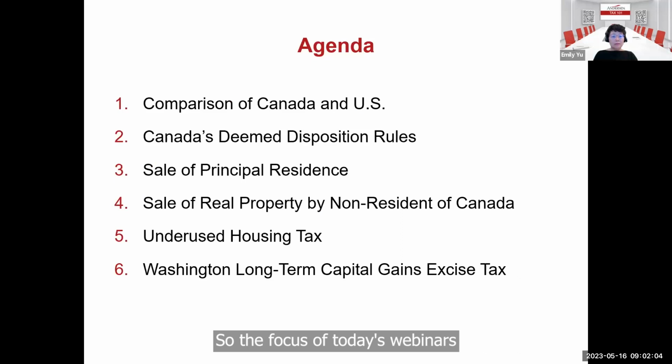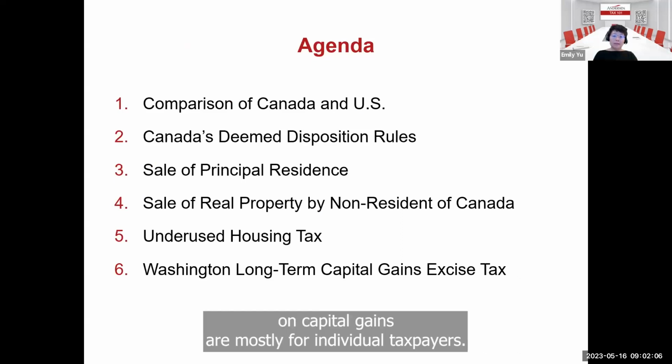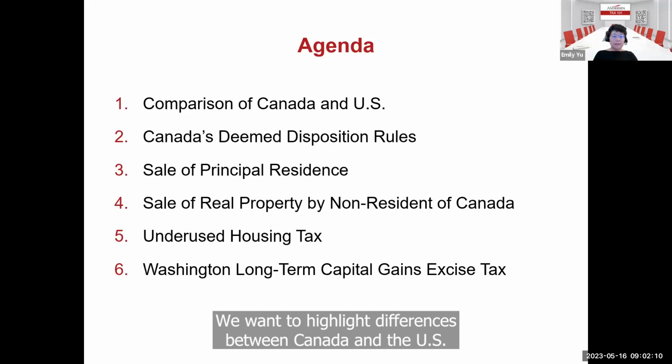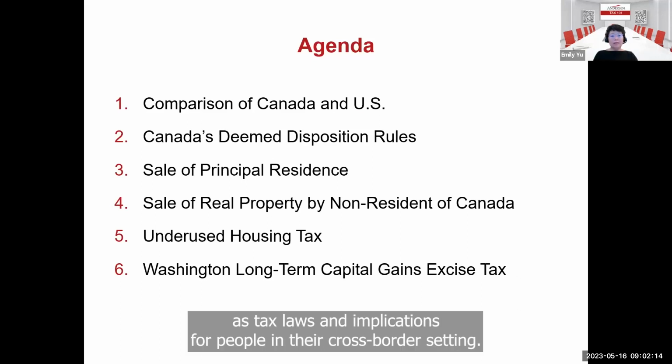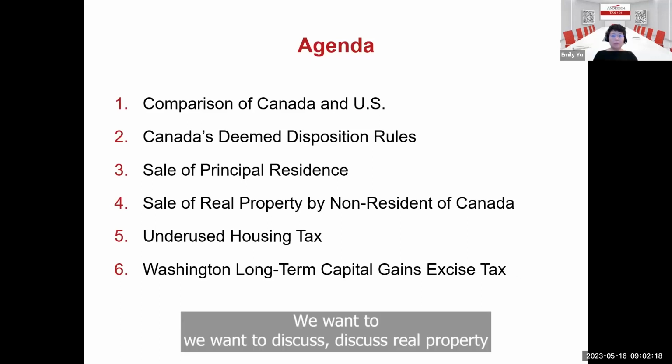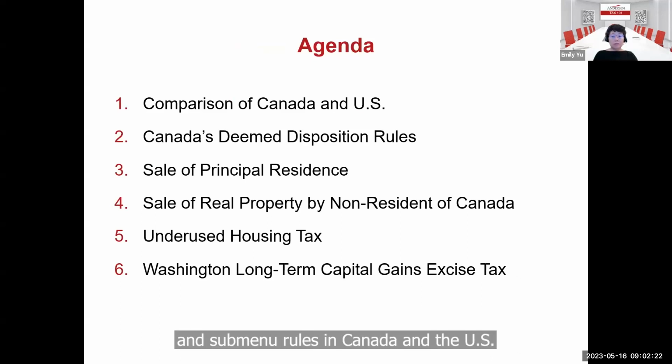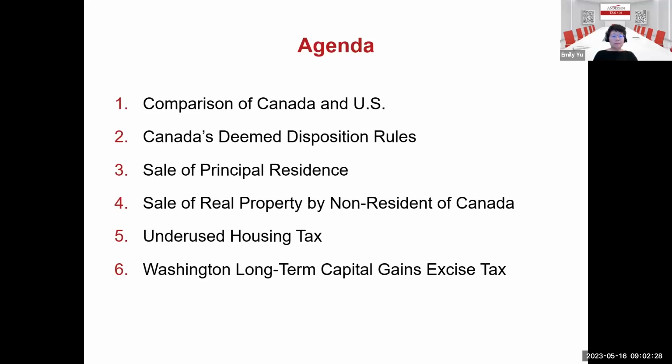So the focus of today's webinar is on capital gains, mostly for individual taxpayers. We want to highlight differences between Canada and the U.S.'s tax laws and implications for people in a cross-border setting. We want to discuss real property and some new rules in Canada and the U.S. related to gains and real properties.